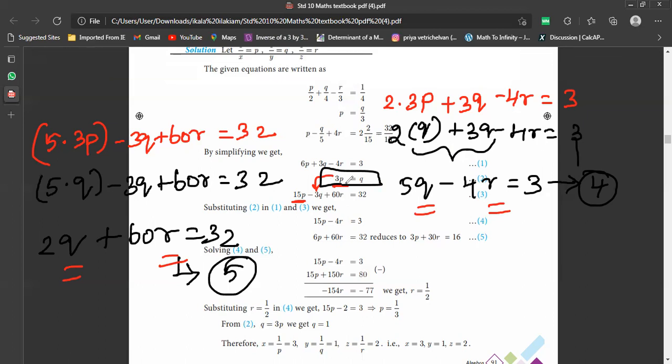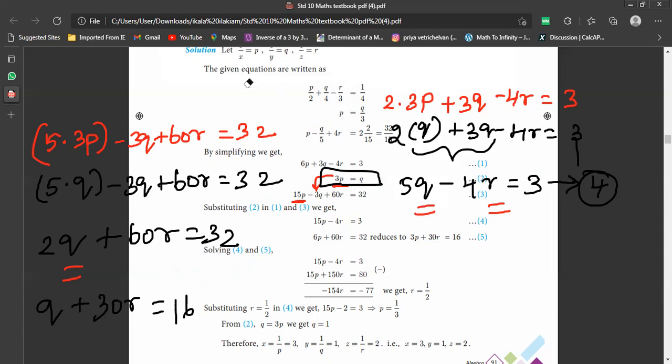Okay, please note it down. We'll solve the 4 and 5. Is it possible to reduce the fifth equation by dividing it by 2? Yeah, we can do that. It's a good idea. So Q plus 30R equal to 16. Very good. So we can assume this as the equation 5.